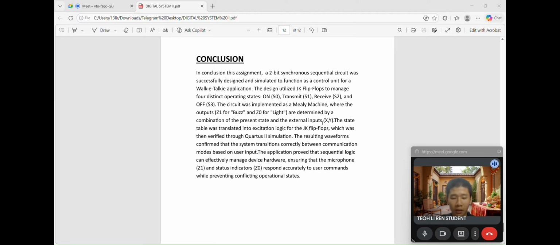As we have compared the waveform of the circuit and the waveform of the state diagram, both results are the same. Our application proved that sequential logic can effectively manage the device hardware, ensuring the microphone Z1 and status indicator Z0 respond accurately to the user.